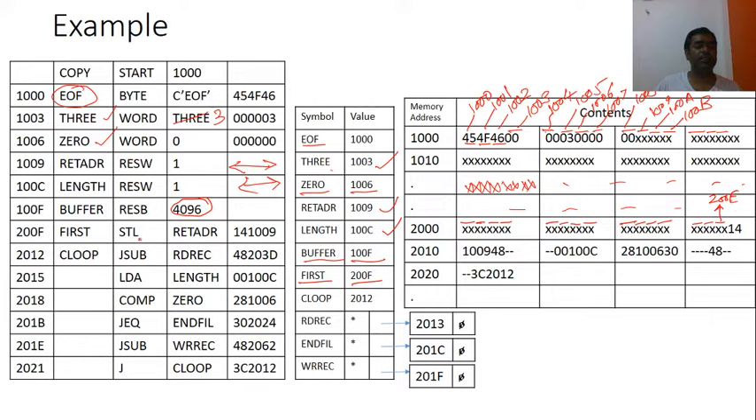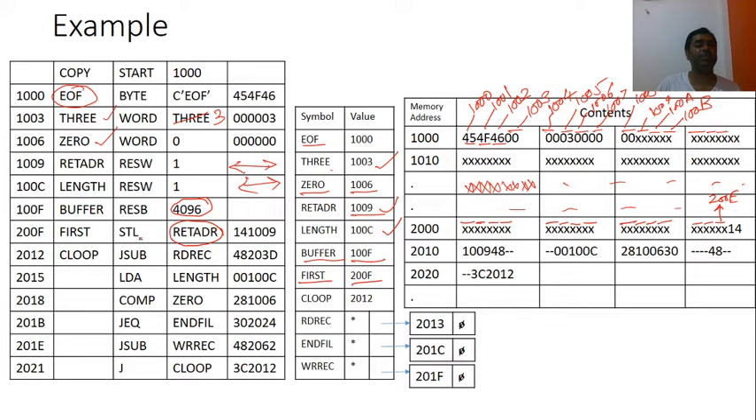And then STL RETADR. First we have to check whether this RETADR is present in the symbol table or not. You can see this RETADR is present in the symbol table, and there is a value corresponding to RETADR also, that is 1009. So we can assemble this instruction, or we can perform the address translation here.